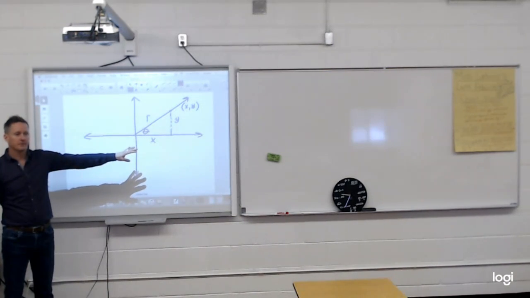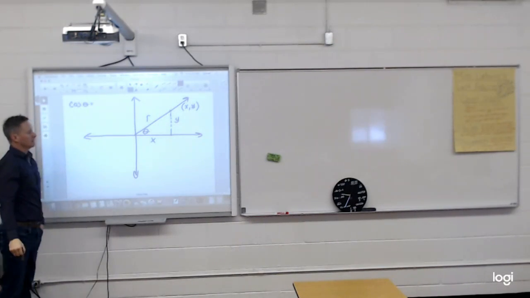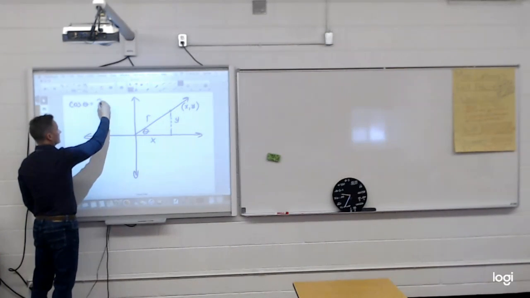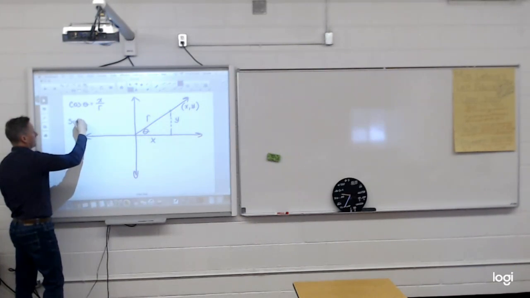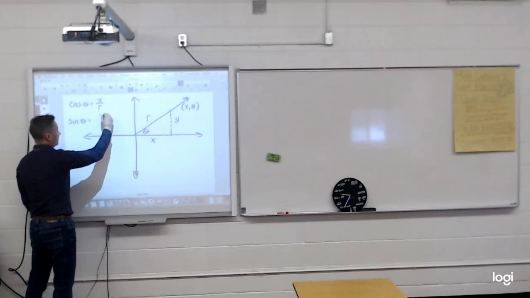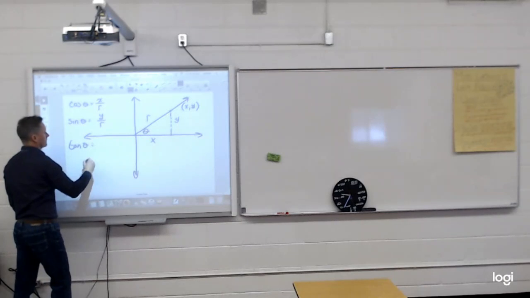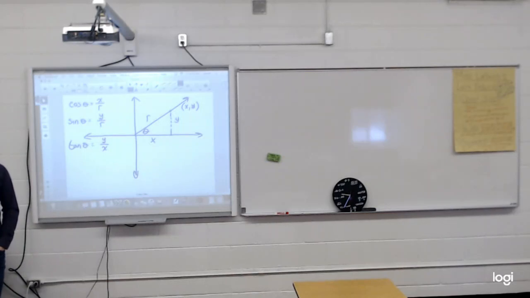You agree? All right. What's the cos of theta then? Using this triangle, what is the cos of theta equal to? What's the side adjacent to the angle? X over r. What's the sine of theta then? Y over r. And what's the tan of theta? Y over x. Those are just simple ratios.